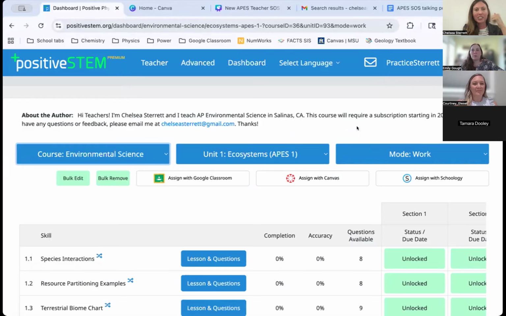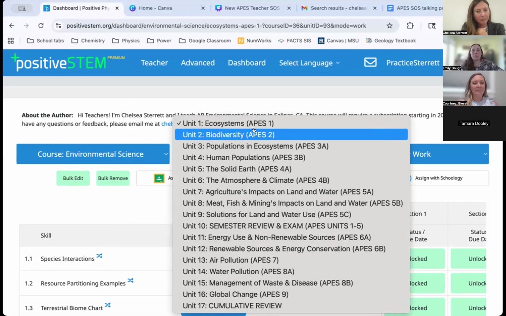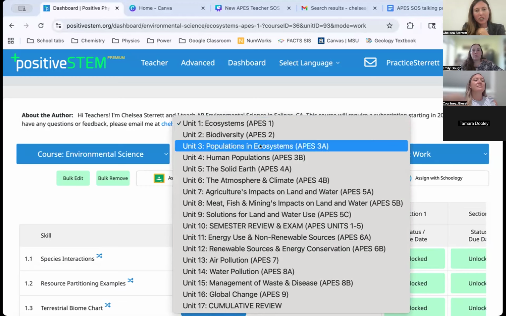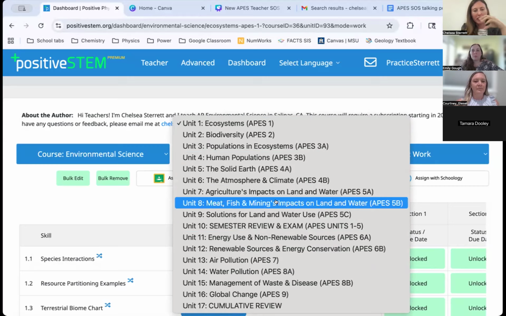I'm trying to make it better. I have a couple of goals for what to add to it this year. But there's all the APES units on here. So for Unit 1 ecosystems, we have Unit 1, but then I also chunked some of the other units. For instance, Unit 5 is broken up into 3 different units. So you can break it up a little bit more into smaller things.